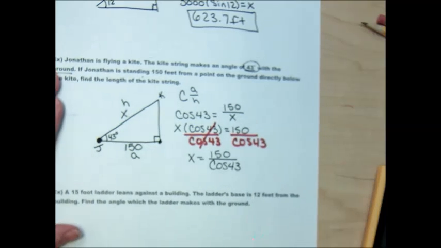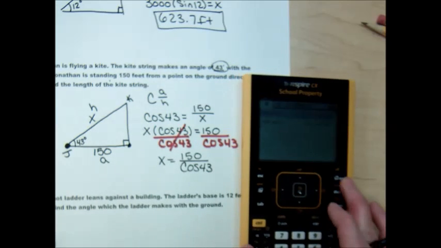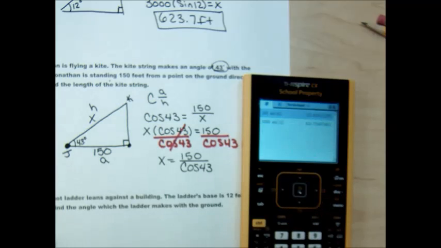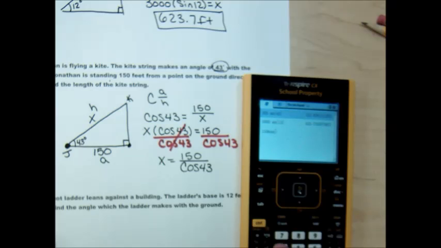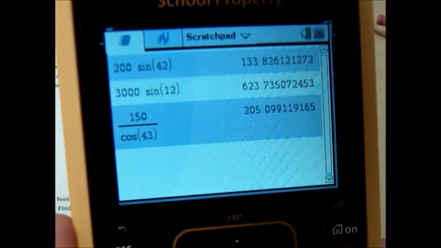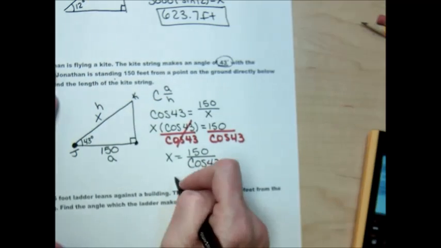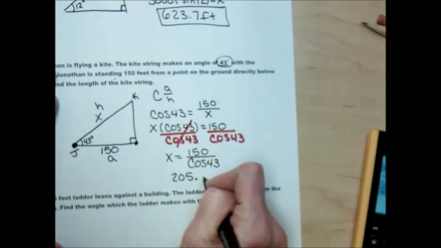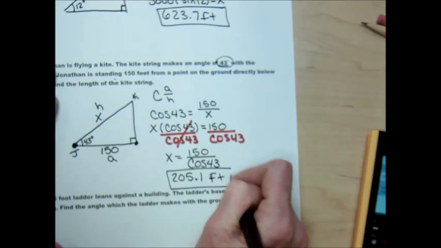I'm not looking for an angle. I'm looking for a side. And I'm saying that because you're not using an inverse unless you're looking for an angle. 150 divided by cosine 43. Let's look at it: 205.1. That's how long the string is.